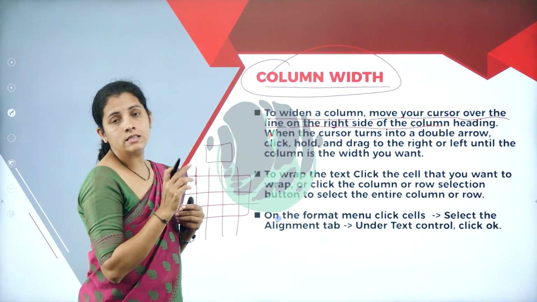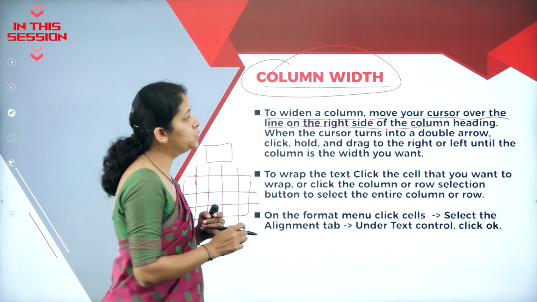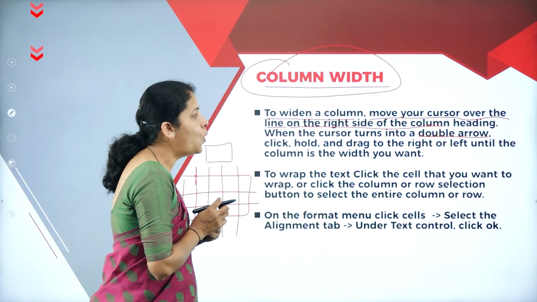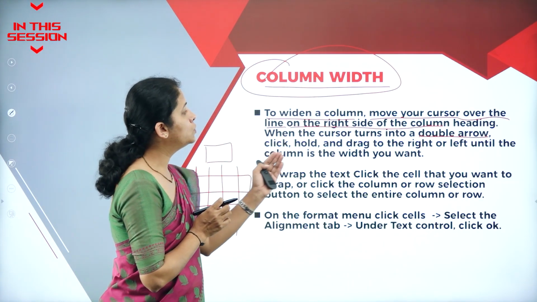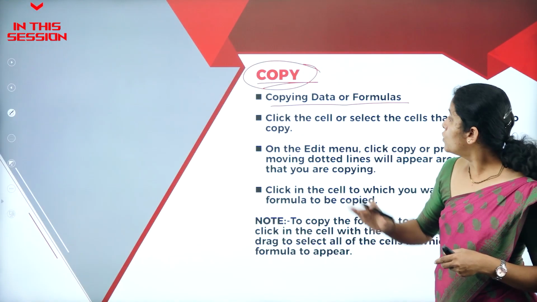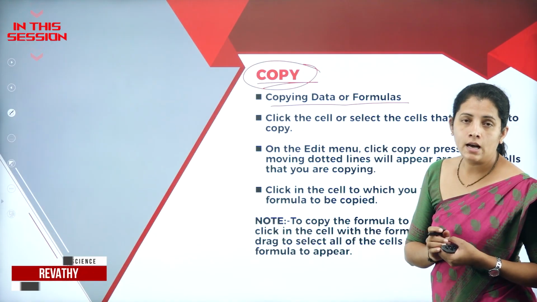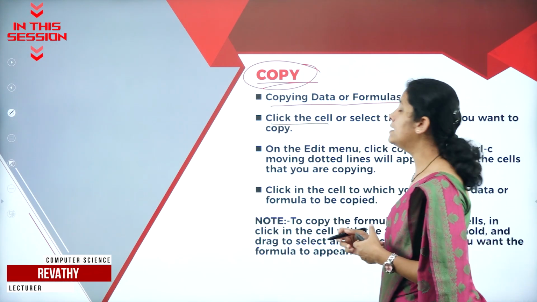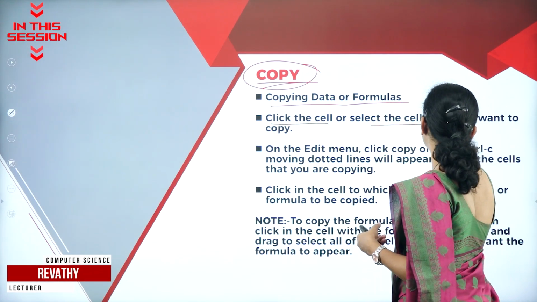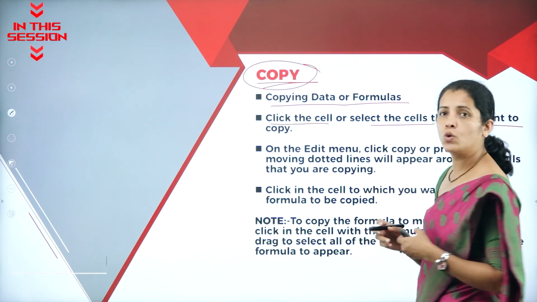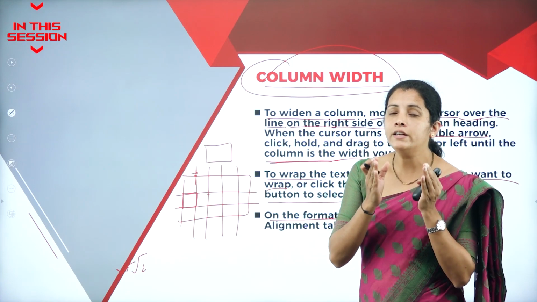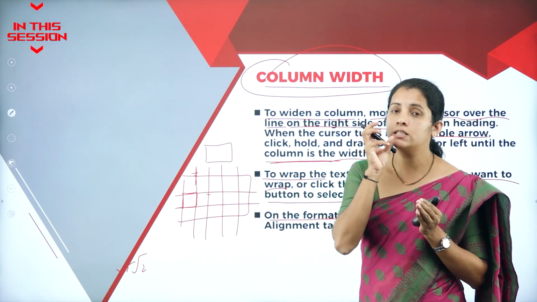When the cursor turns into a double arrow, click, hold and drag to the right. And to copy the data or formulas, click the cell or select the cells that you want to copy. What is wrap text? That means I want to fit the text to that cell.